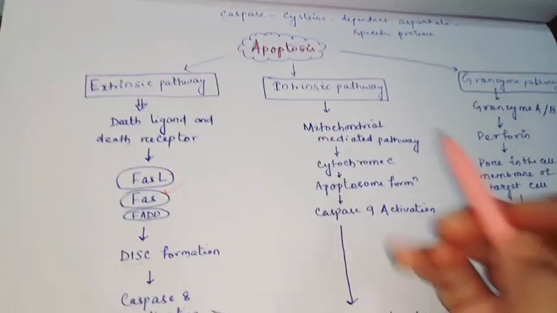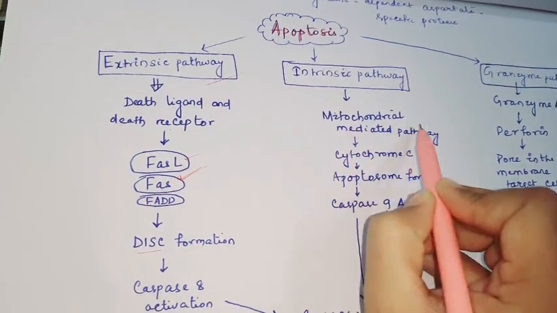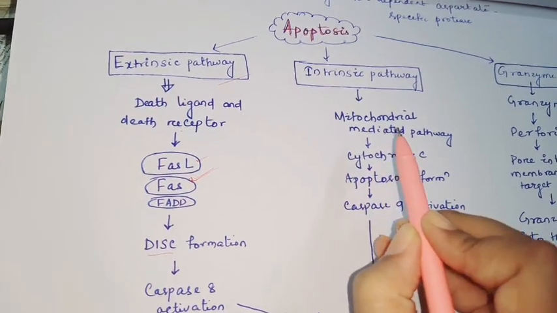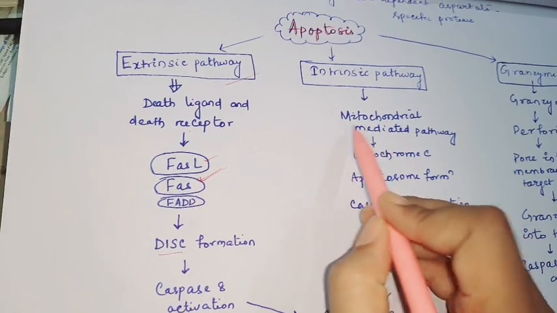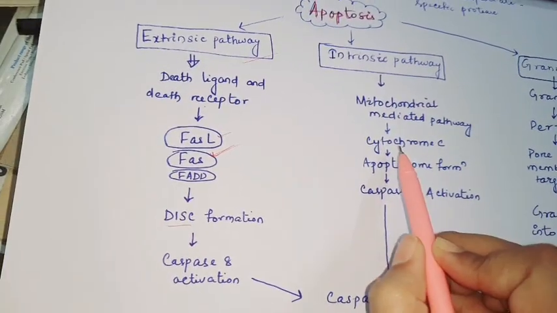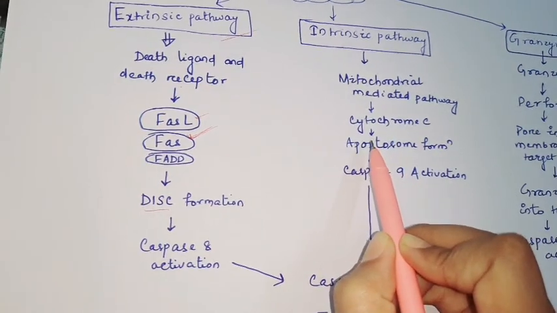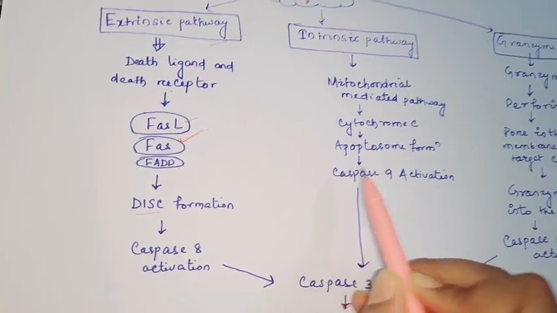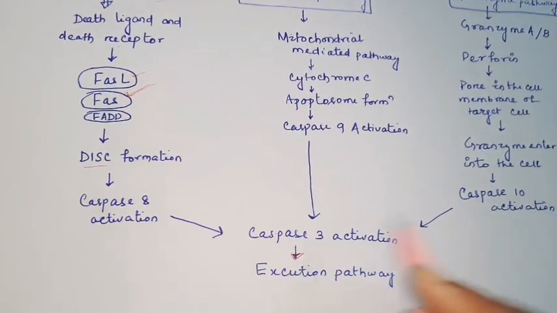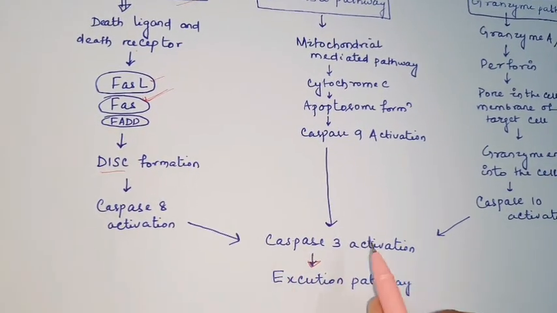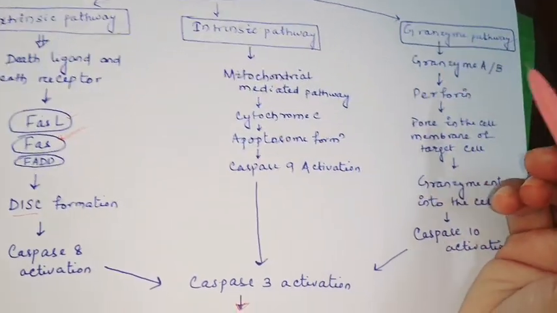Next one, the intrinsic pathway, otherwise known as the mitochondrial mediated pathway, because the main role in the intrinsic pathway is played by the mitochondria. It releases cytochrome C. Cytochrome C then forms the apoptosome, which leads to caspase 9 activation, and finally to caspase 3 activation, which leads to the programmed cell death or apoptosis of the target cell.